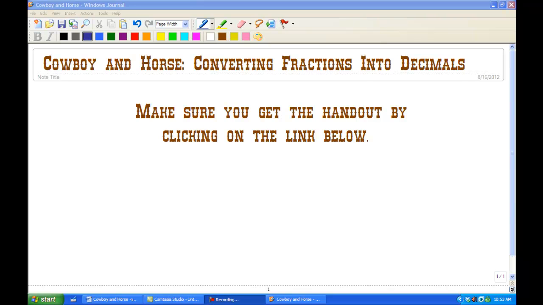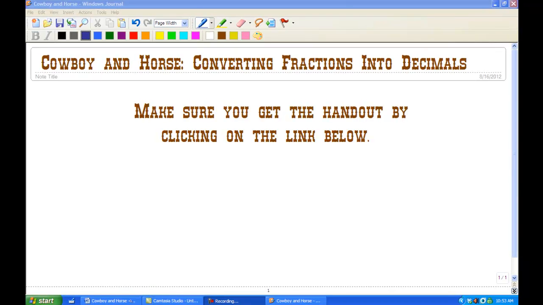This lesson is titled Cowboy and Horse, Converting Fractions into Decimals. Make sure you get the handout. There is a link below in the description of this video. It's always easier to take notes when you have the handout right there in front of you. It's a great resource to just stick into your notebook.